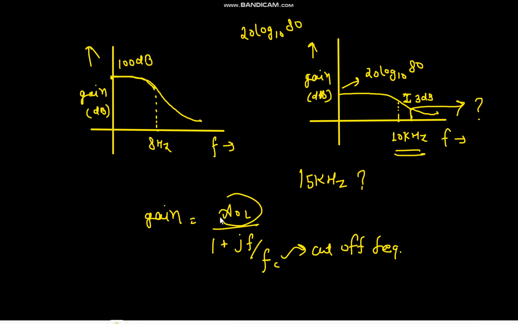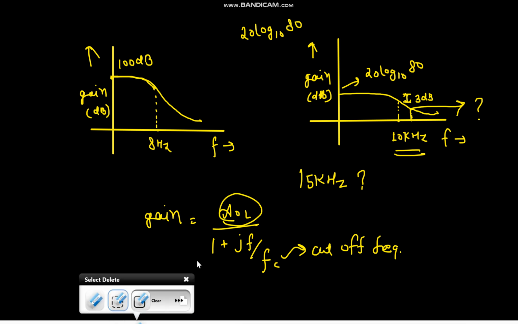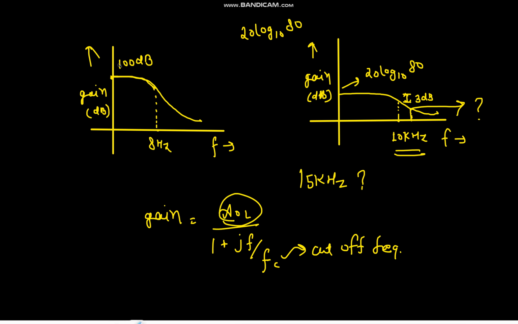So what is this AOL? Like here it won't be the open loop gain. Here it won't be 100 dB or 10 to the power 5. We are talking about this configuration now. Okay. So the gain at zero frequency, if you put f equals to 0, it would be equals to AOL only. So gain at zero frequency, that is 80, right? Then 1 upon 1 plus gain at what frequency? 15 kilohertz, that you need to calculate, and fc is your 10.